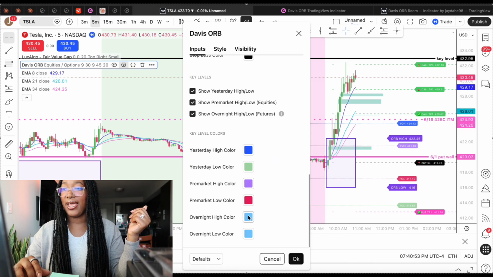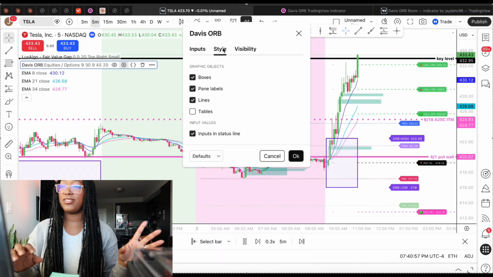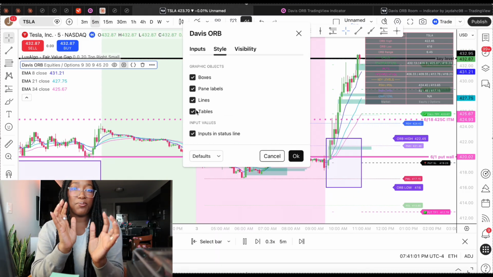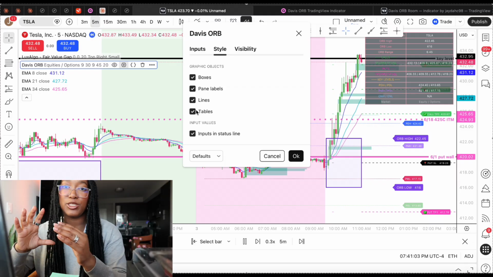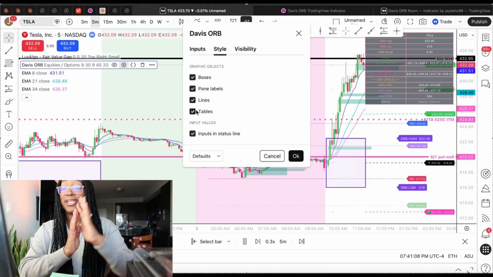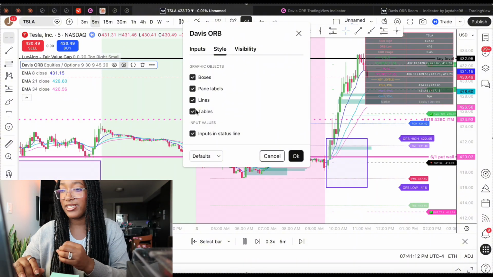And you can go through and edit the style. So right now I actually have the table off. The table is all of the numbers that typically pop up with the indicator just in one spot in the corner. Sometimes when I'm trading on my personal laptop, not on the big screen, it's just a little bit too much. So I just toggle it on and off at times.